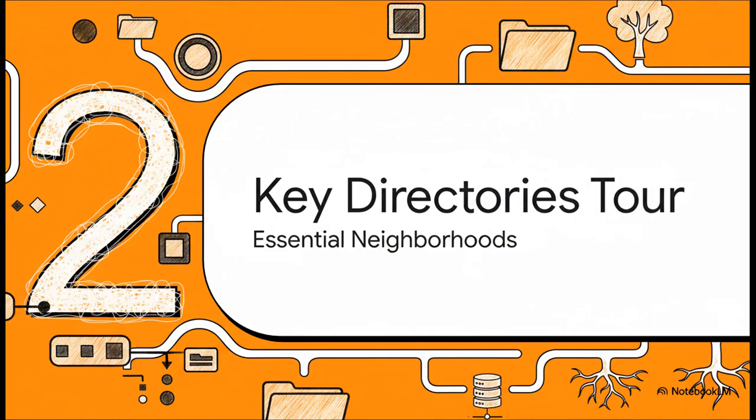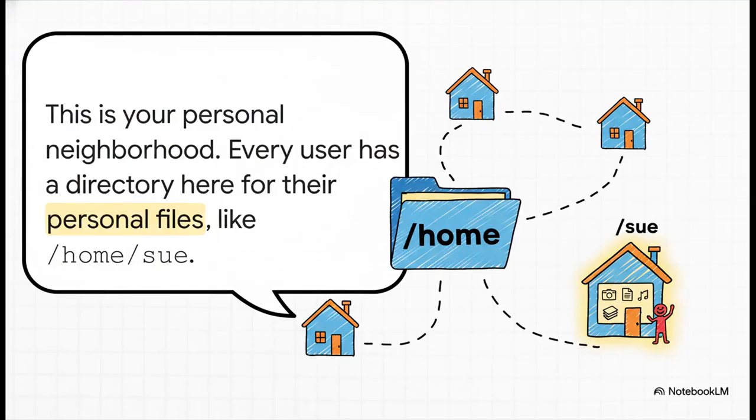Okay, so if the root is the start of our map, what are the big landmarks? Let's take a quick tour of the most important neighborhoods you're going to find branching off from that root. First up is /home. This is your spot. This is where you live. For every user on the system, there's a personal folder right here. So if your name is Sue, all your documents, your downloads, your pictures, they're all going to be in /home/Sue.